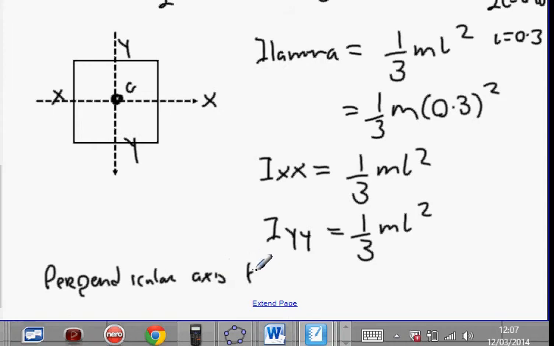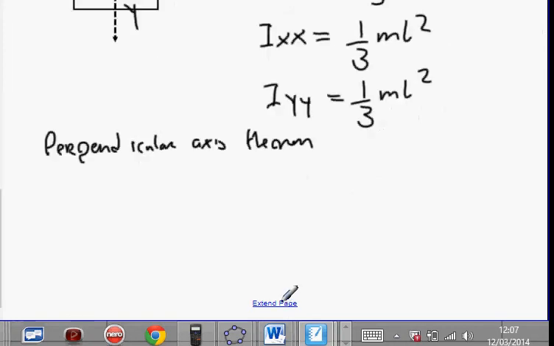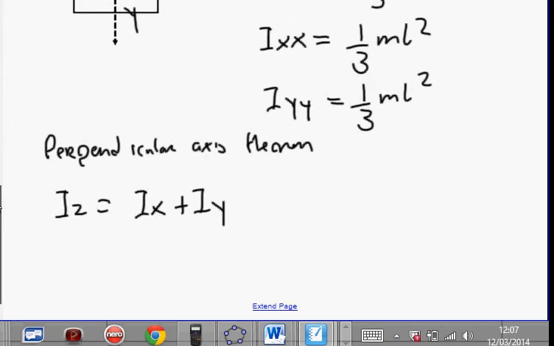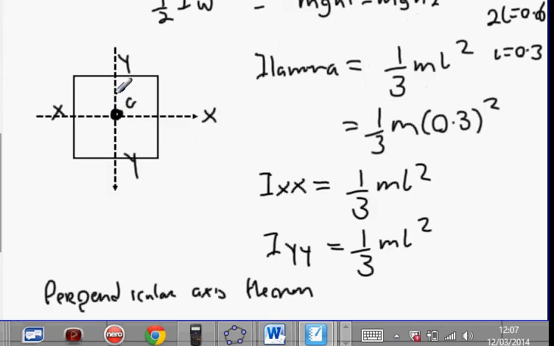Okay, perpendicular axis theorem. What's going to happen is IZ equals IX plus IY. The perpendicular axis is equal to the two other axes added together. So, the inertia going into the plane. Now, I'm talking about where's the object? Whenever we can do it this way.